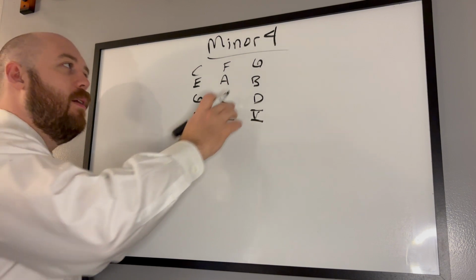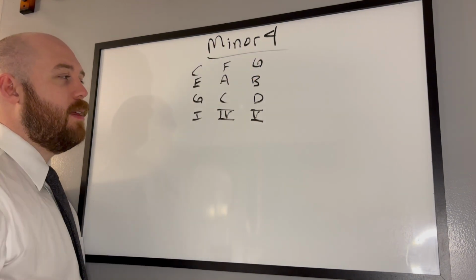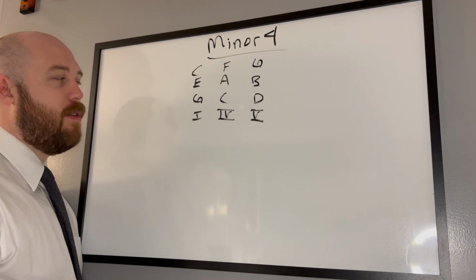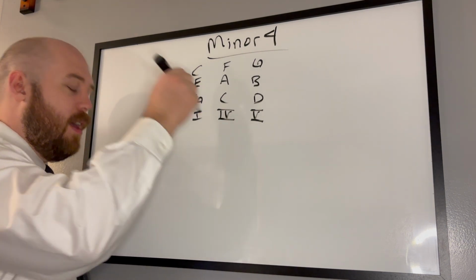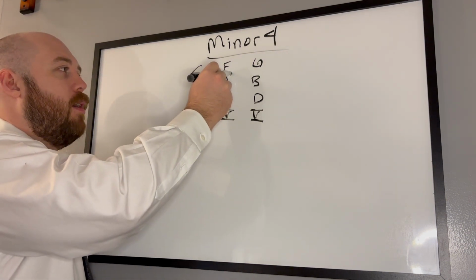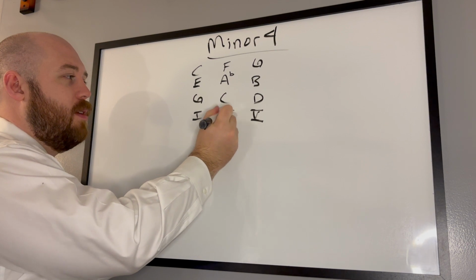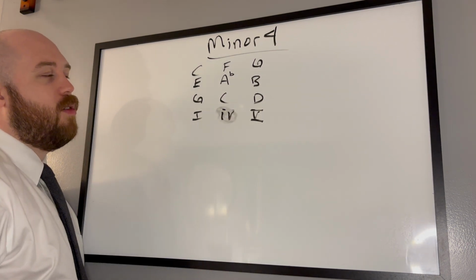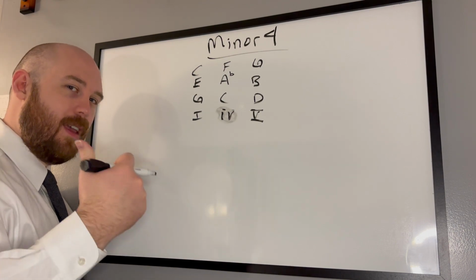Now, minor 4. What happens when you make this a minor chord? And how would you even do that? Well, if you watch the triad video, you know you take the 3rd and you lower it 1/2 step. All of a sudden, this becomes minor 4. Why do it? Well, listen to this.